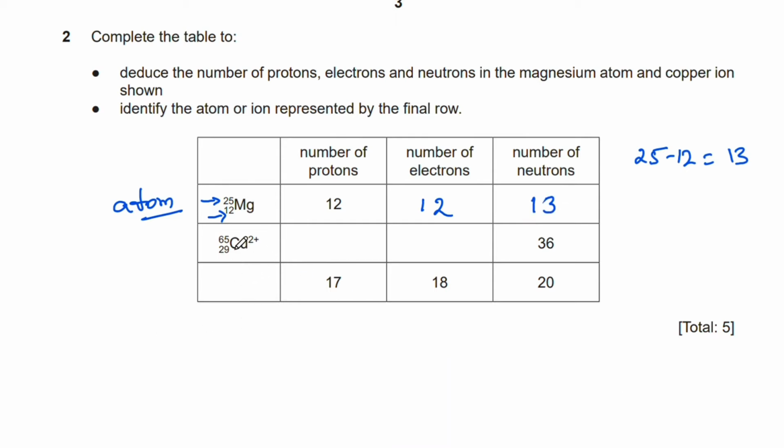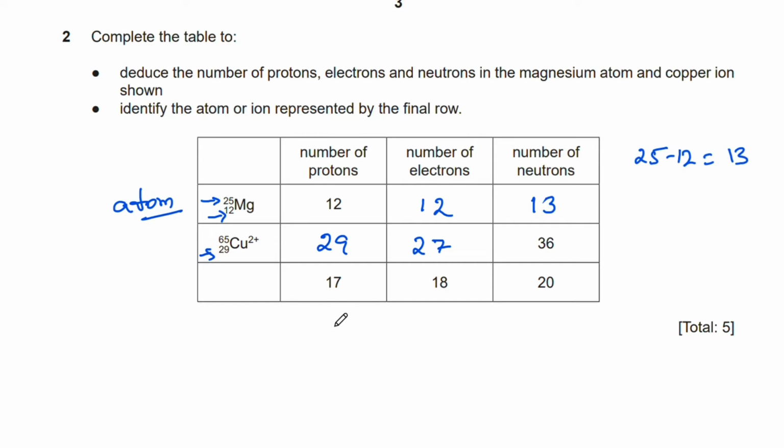Cu2+, 65, 29. So this is the number of protons only, 29. See number of electrons. Now this is an ion. This is the positive ion which has lost 2 electrons. Suppose it would have been an atom, the number of electrons would be 29. But since it has lost 2 electrons, the number of electrons is 27.